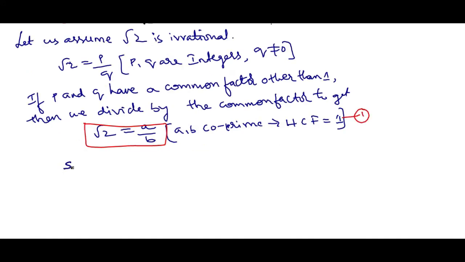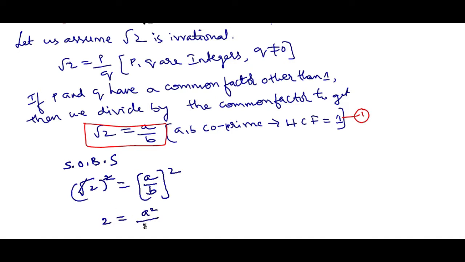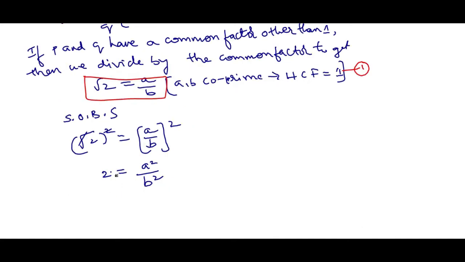Now squaring on both sides. Root 2 whole square is equal to a by b whole square. I am doing the squaring on both sides, so we can cancel the square root and square. You will get 2 is equal to a square by b square, separating the square for both numerator and denominator. Now you can take the cross product. You multiply 2 into b square, so 2b square is equal to a square. You should take it as the second equation.